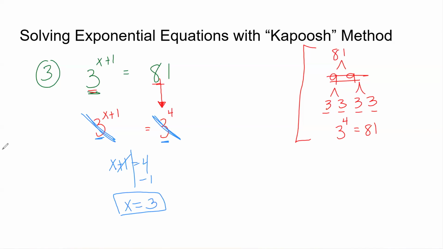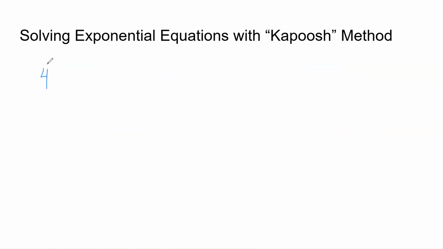Okay, here's our next one, number 4. 5 to the x squared plus 8 equals 125 to the 2x. So again, not kapooshable, but let's see if we can get it kapooshable.